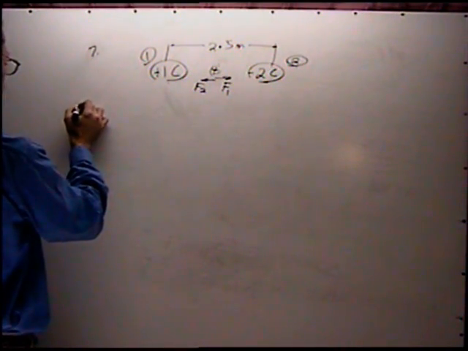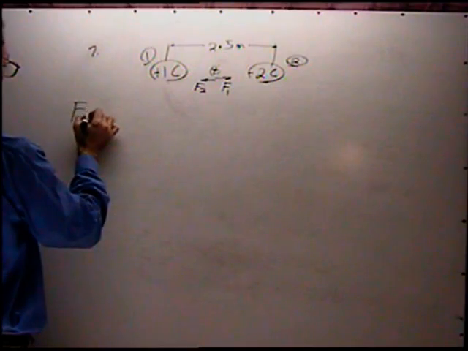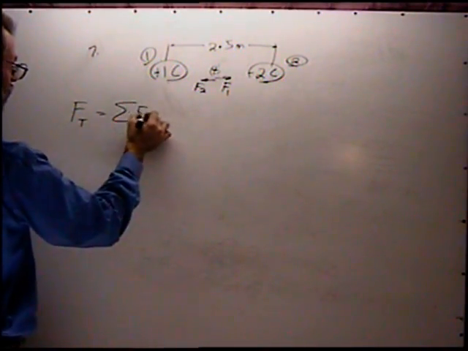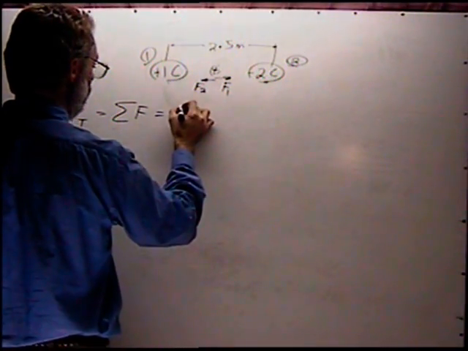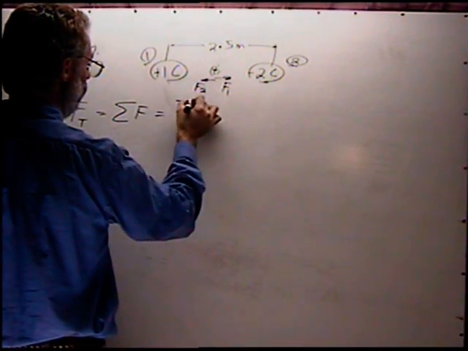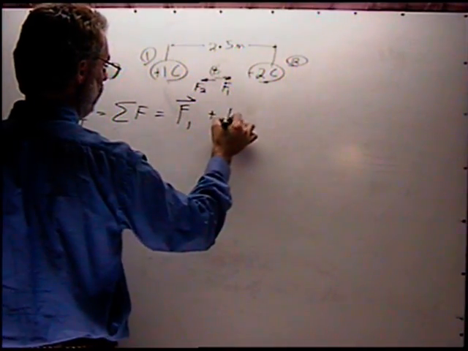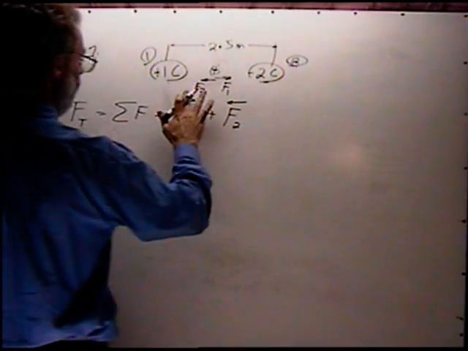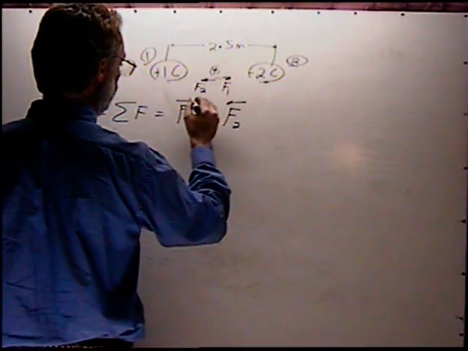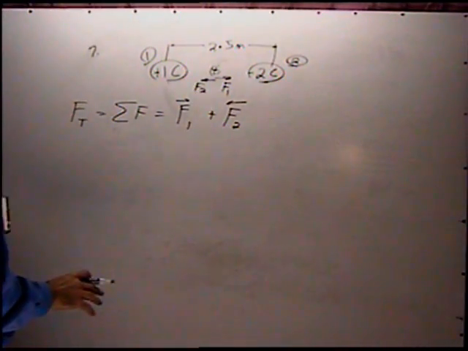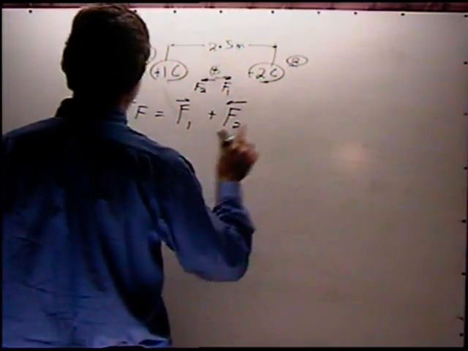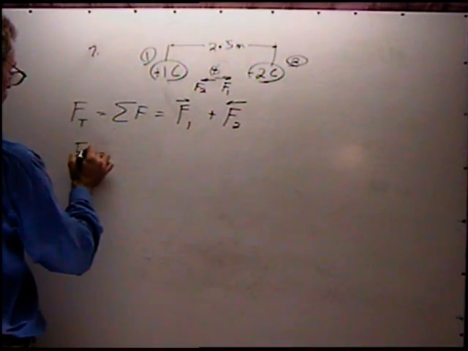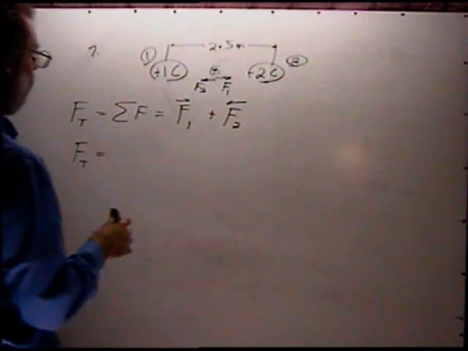The total force is simply the sum of the forces, which will be force 1 to the right, plus force 2 to the left. Okay, that would be the sum of the forces. And then we can actually add up what this is. It will also be K.